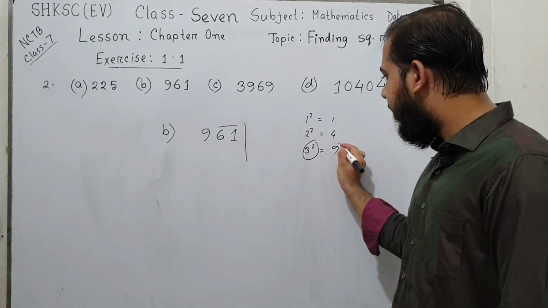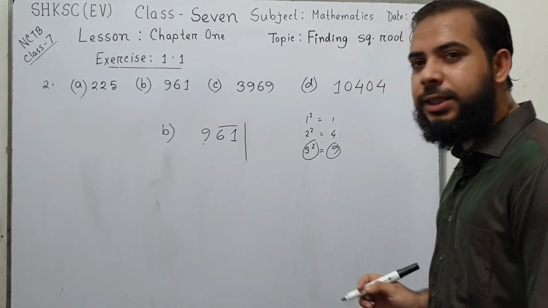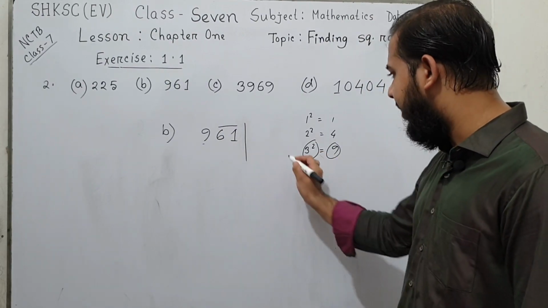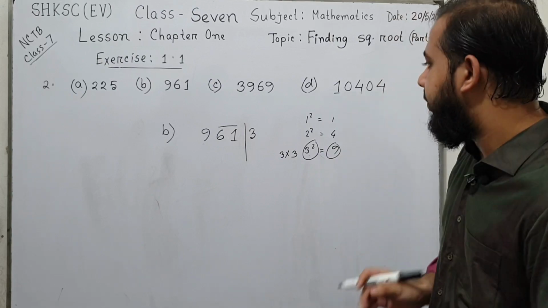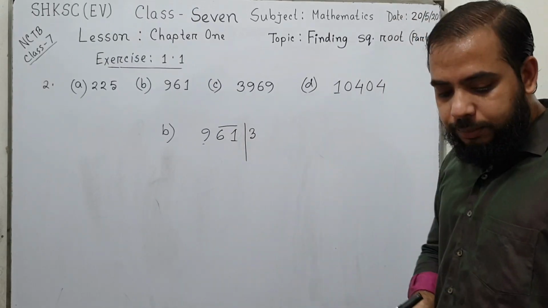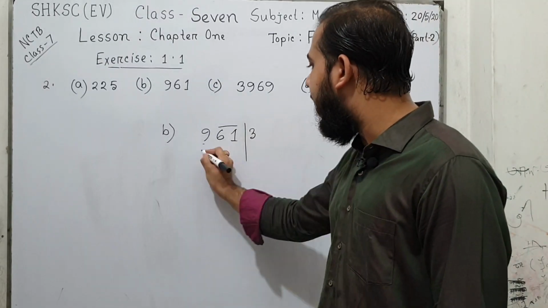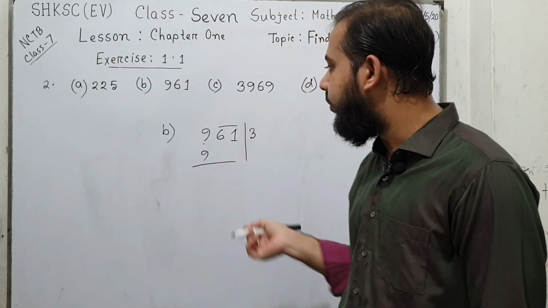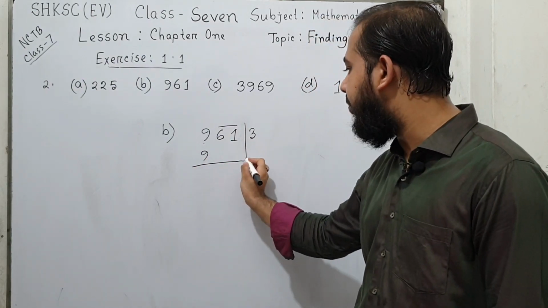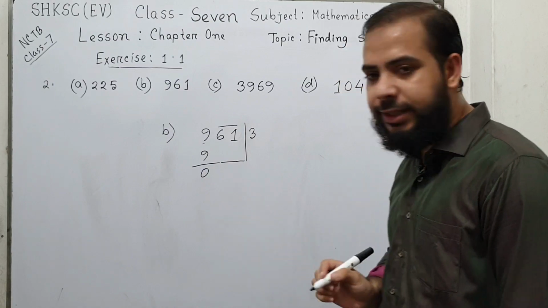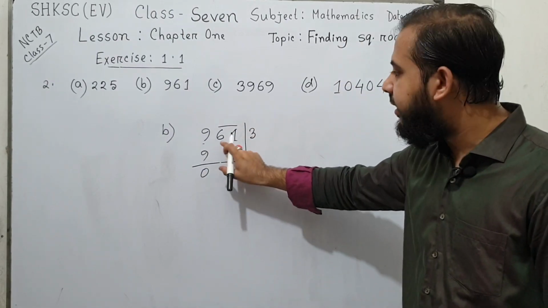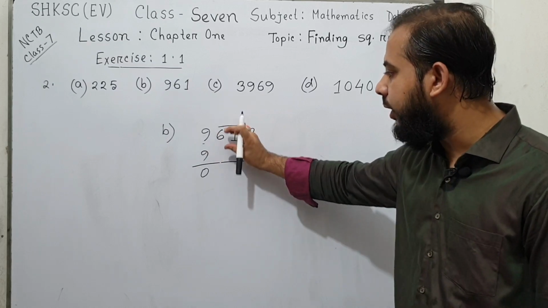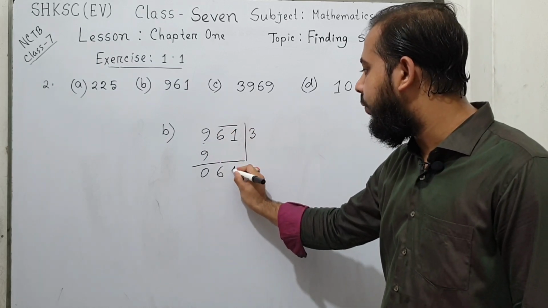So the closest digit or similar digit is 3 square, that is 3 times 3. So we have to take here the digit 3. Now 3 squared is 9. We write 9 here and then we subtract: 9 minus 9 will be 0, and then we have to put down the total 61. This pair we have to put down. This pair will be 61 here.